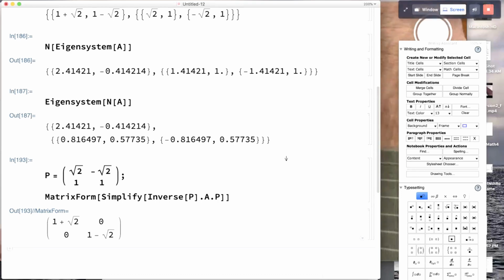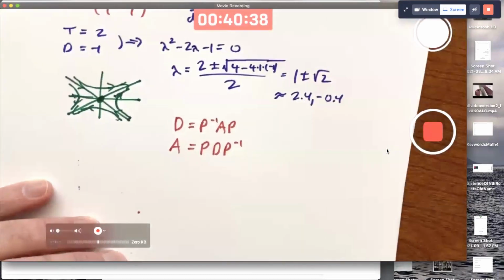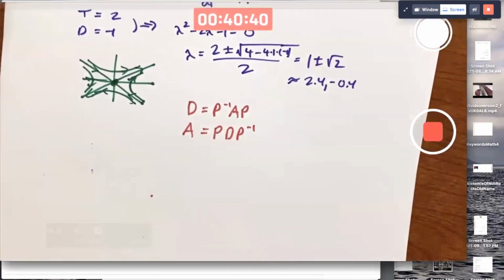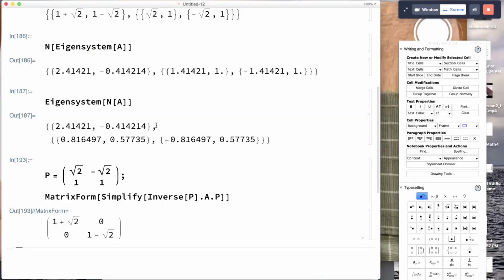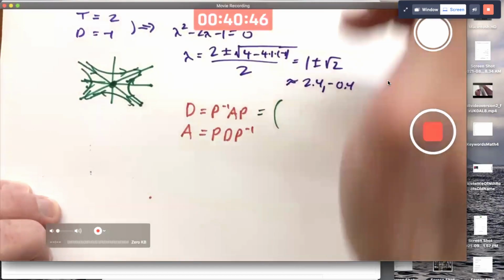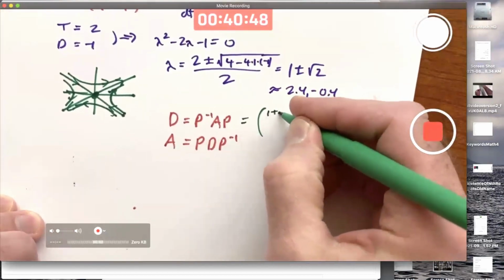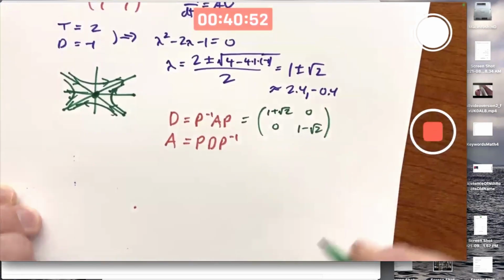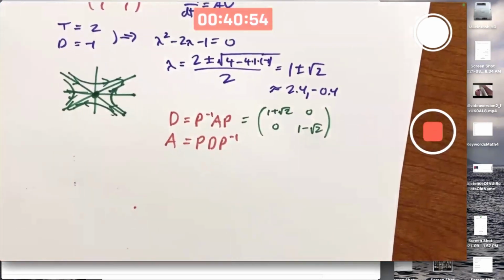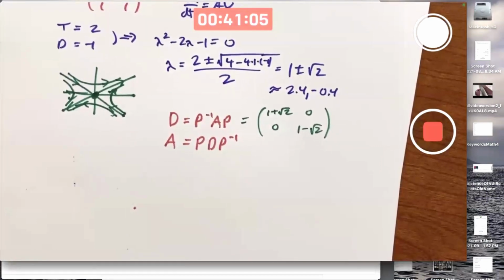Let's go ahead and write it down. What would it be? So the D matrix here, for our example, is 1 plus square root of 2, 0, 0, 1 minus square root of 2. And you can double check that multiplication if you want. It's worth doing at least once. Double check and not just believe the technology.